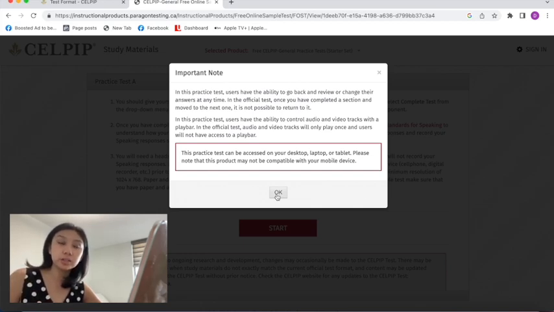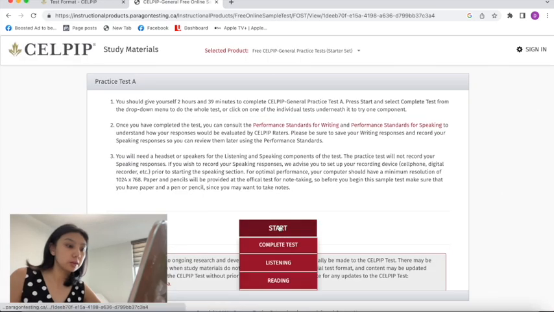But in the actual test, pag nag-move forward ka na, hindi na pwede mag-return back. Plus, whatever time left for the question, hindi na maki-carry over to the actual test. So, yeah. So let's do listening.